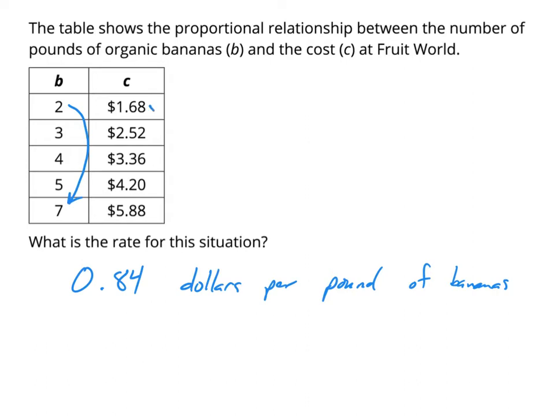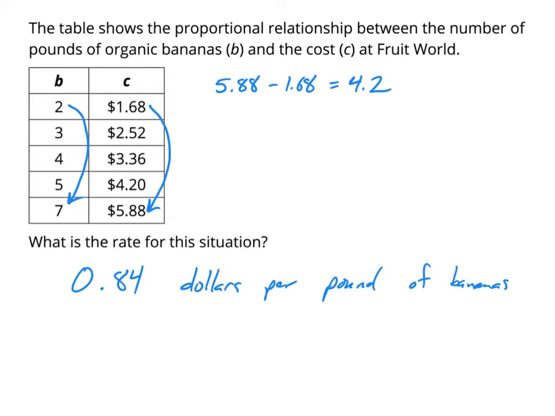In this case, then, the C value, I'm going from 1.68 to 5.88. So let's go ahead and do that subtraction first. Let's do 5.88 minus 1.68. That gives us 4.2. All right, but you notice that's not the same as the 0.84. Why is that? Because that is how much it gained when it went from 2 to 7.